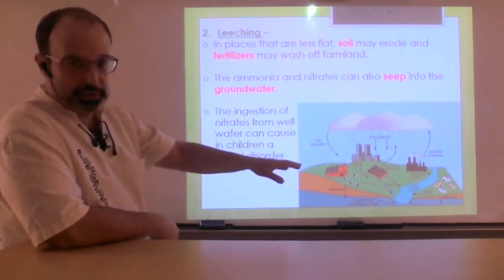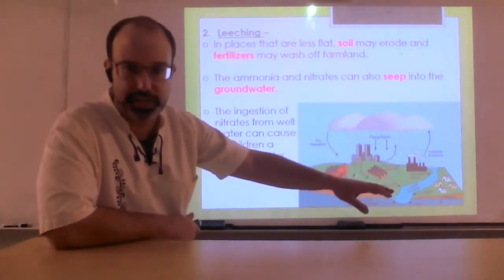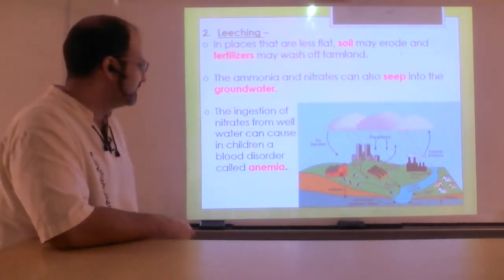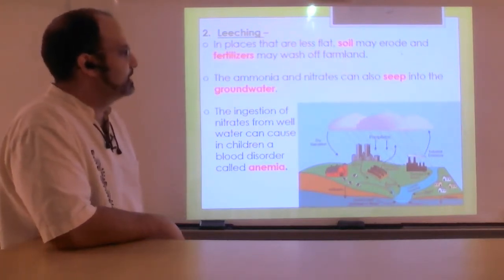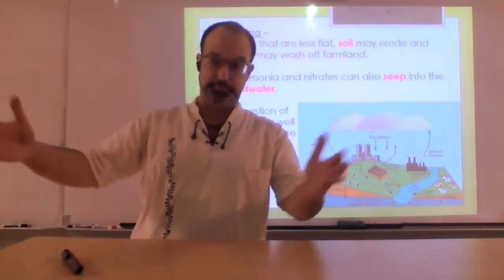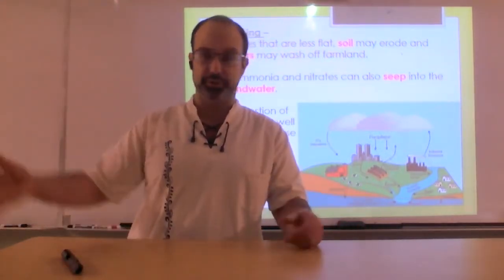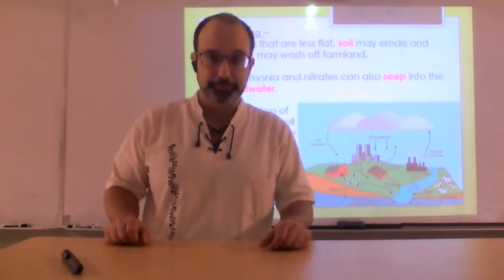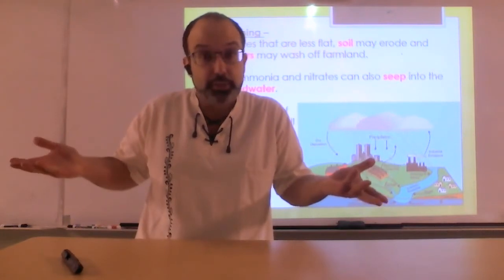So as you can see here in the picture, this has more of a rolling hills kind of thing. So this would be like if you go east or west of here where you start to get more hills. The ammonia and nitrates can also seep into groundwater. Remember I said originally, the ground is frozen, can't absorb the water, so it just washes all the poop into the river. I mean, where did you think it went, right?